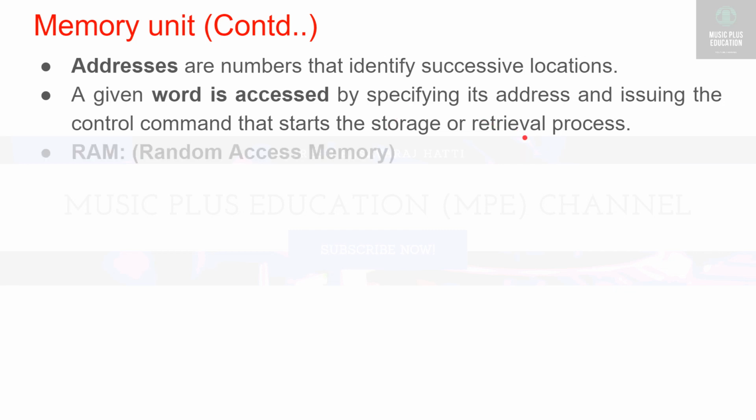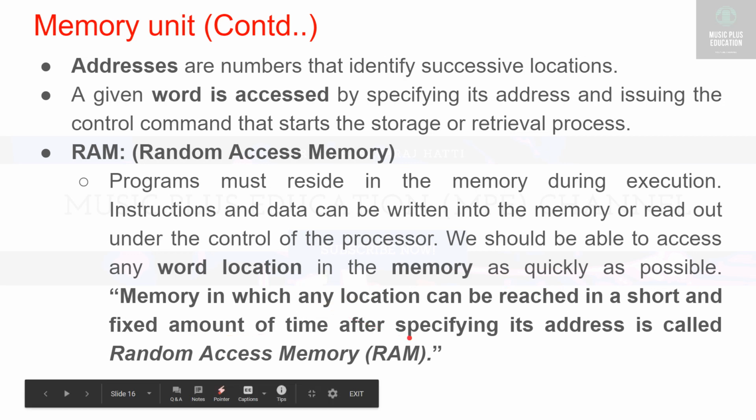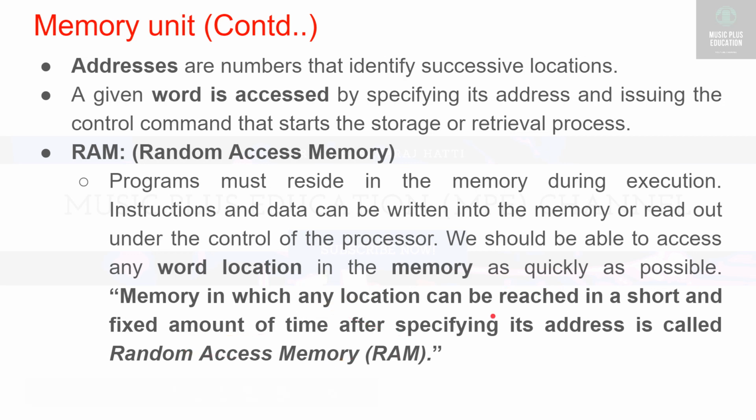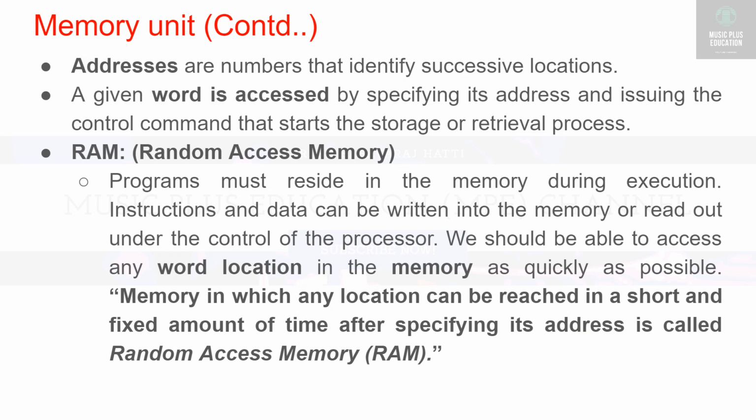So RAM, random access memory. Programs must reside in the memory during execution, and data can be written into the memory or read out under the control of the processor. We should be able to access any word location in the memory as quickly as possible. Memory in which any location can be reached in a short and fixed amount of time after specifying its address is called random access memory. Otherwise, the processor has to go to main memory to fetch each and every instruction, and it takes a lot of time, right? That is the reason we make use of random access memory. So the processor need not go to main memory to fetch the data each and every time.